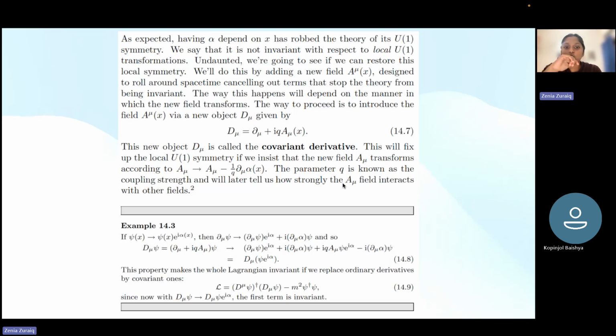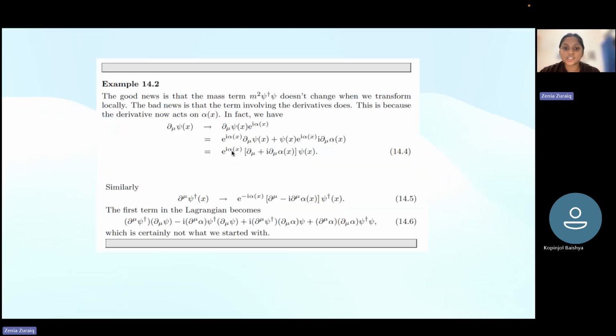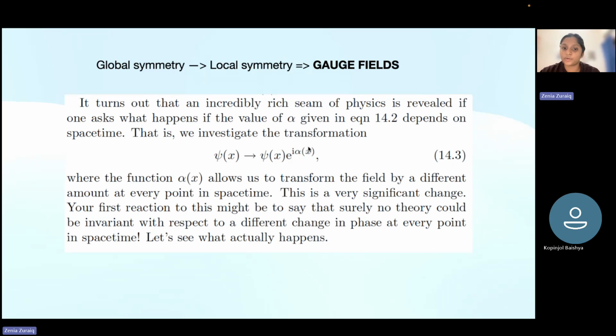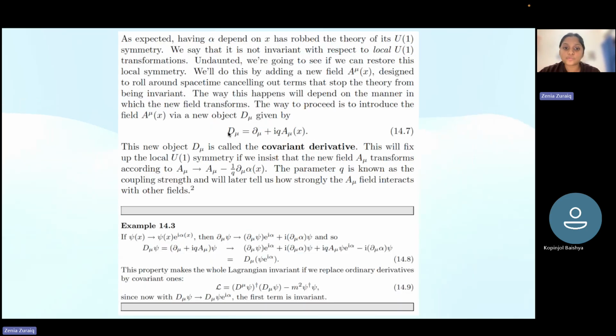Okay, good. So now you have this new object, which is called the covariant derivative. And if we do the transformation such that we take psi to psi e power i alpha, at the same time we also fix d mu, the derivative, to the covariant derivative. If we do both of these transformations together, saying that the field transforms like this, that fixes the covariant derivative. And by doing both these transformations together, you can keep the local U(1) symmetry that you wanted.